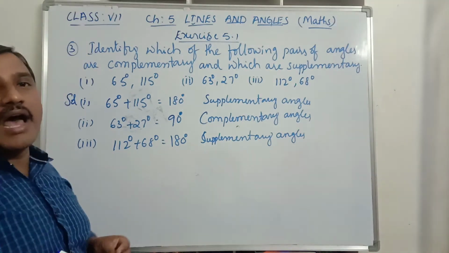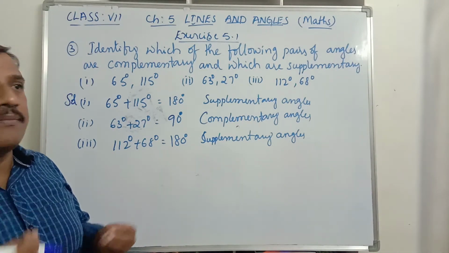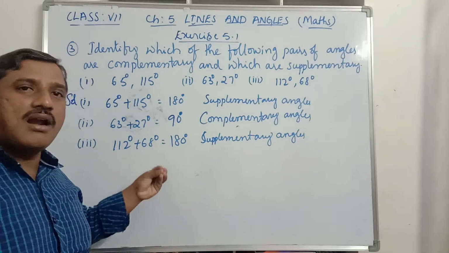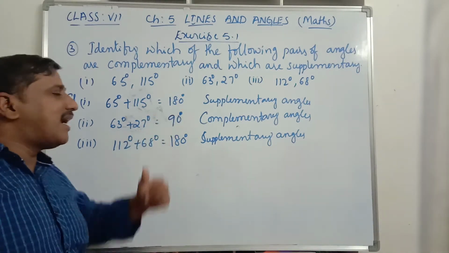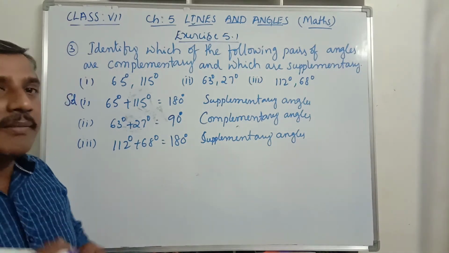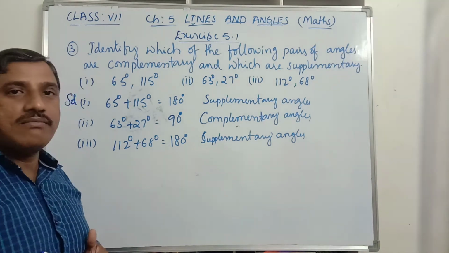angles by adding those two angles. If the sum is 90 degrees then the angles are complementary angles. If the sum is 180 degrees then the angles are supplementary angles. Is it clear?